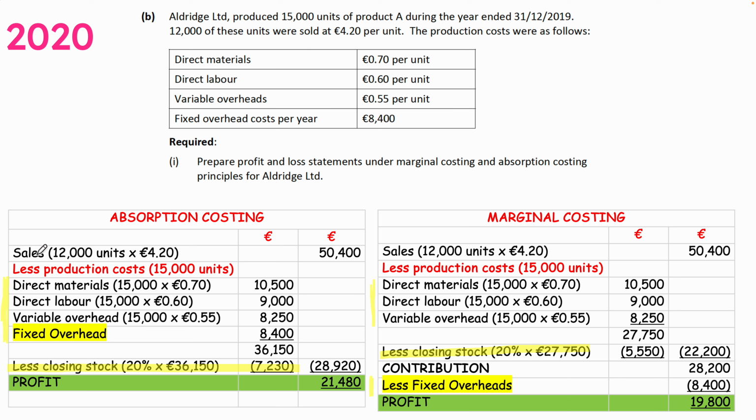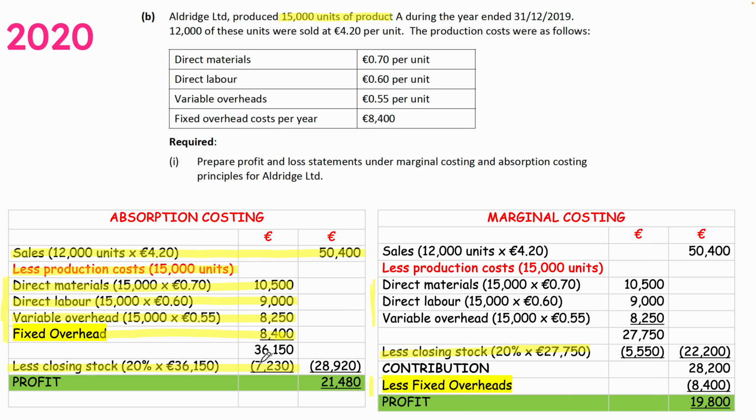Okay, so in absorption costing, they did sell 12,000 units at $4.20. So they didn't sell all of the 15,000 units that they produced. Then we take away the production costs. So they did produce 15,000 units. So 15,000 units multiplied by 70 cent is 10,500. Direct labour, 15,000 multiplied by 60 cent is 9,000. And then variable overheads, 15,000 by 55, 8,250. Then we also put in the fixed overhead here.